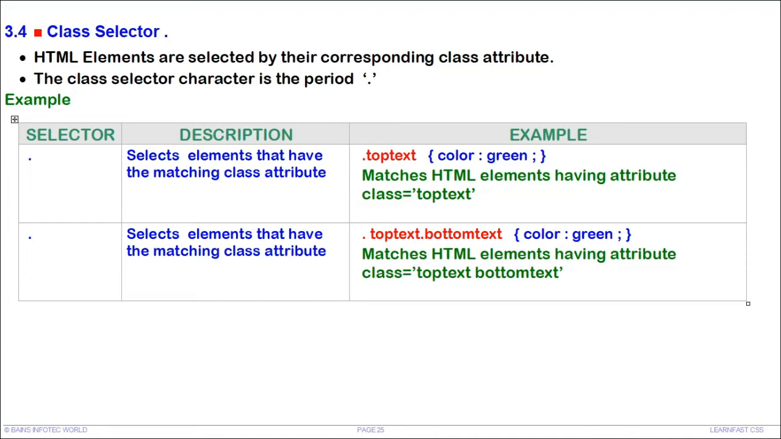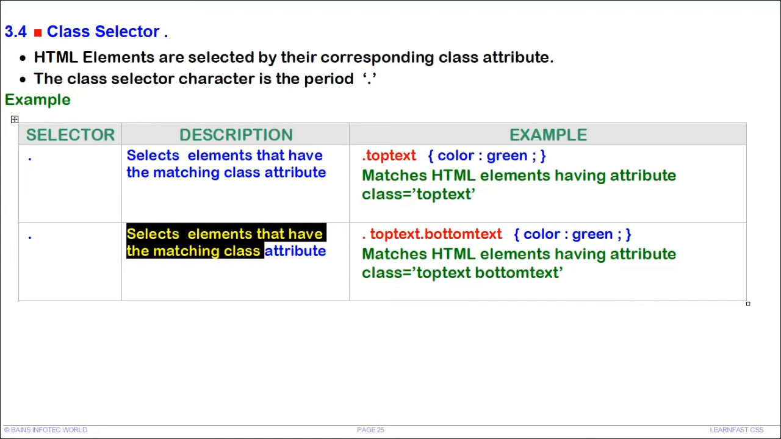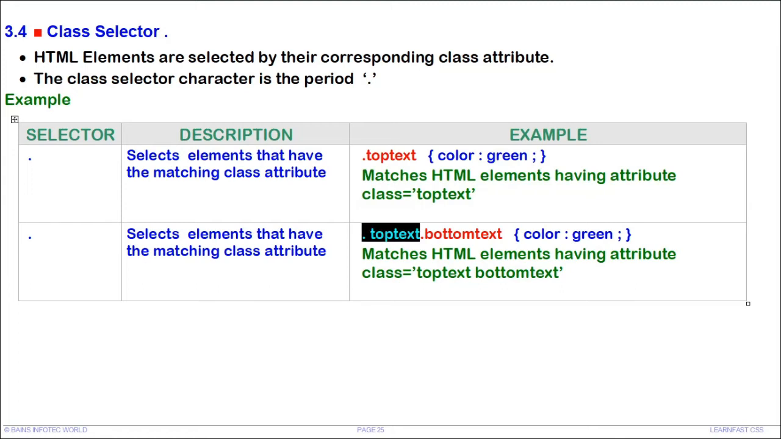We can also specify a hierarchy of classes or multiple classes. So we can select elements that have classes defined. For example, we can say anything that has a class defined of top text and a class defined of bottom text. So I can use multiple classes to select elements.